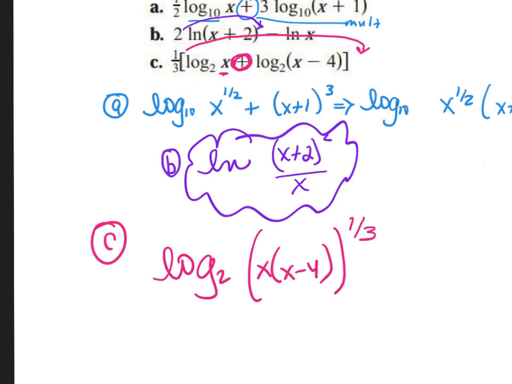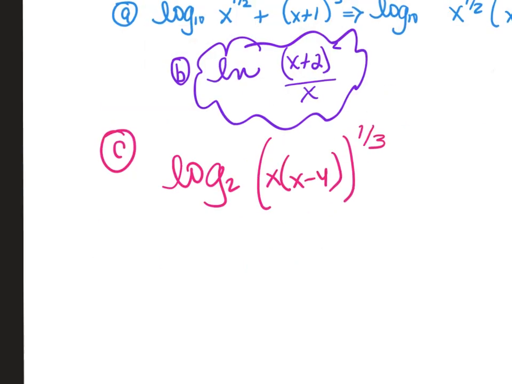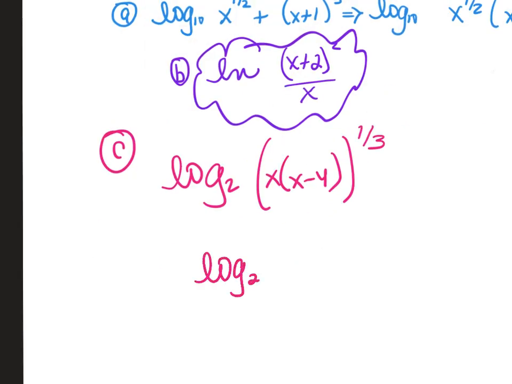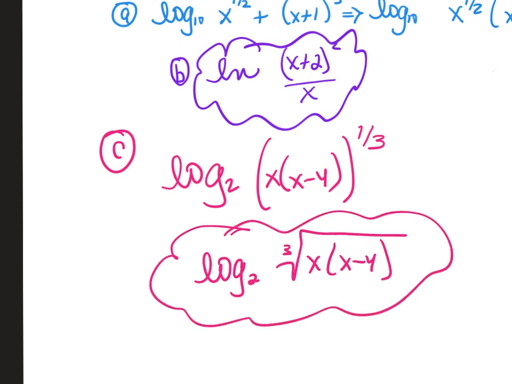Now, technically that is correct, but I want you to go one more step. I want you to rewrite this as log 2, and then underneath a big cube root, x times x minus 4. Once you do that, you have to go that next step to distribute it. Annie asked, do you put the log underneath the root? No, the log always stays out in front. Good question.